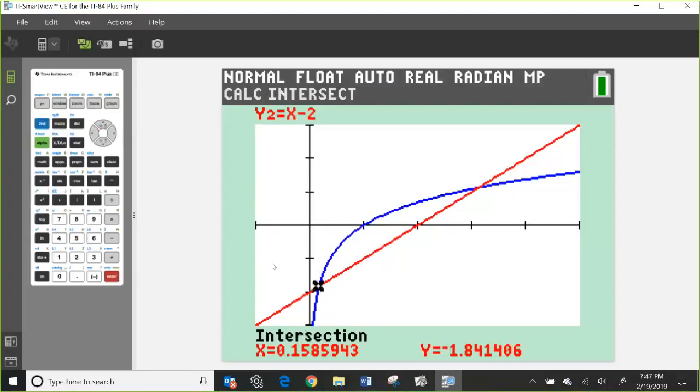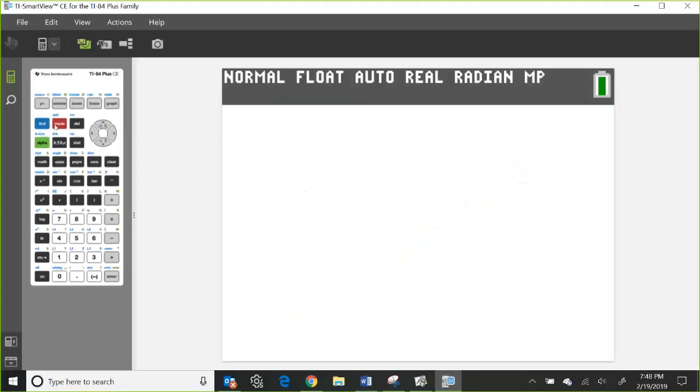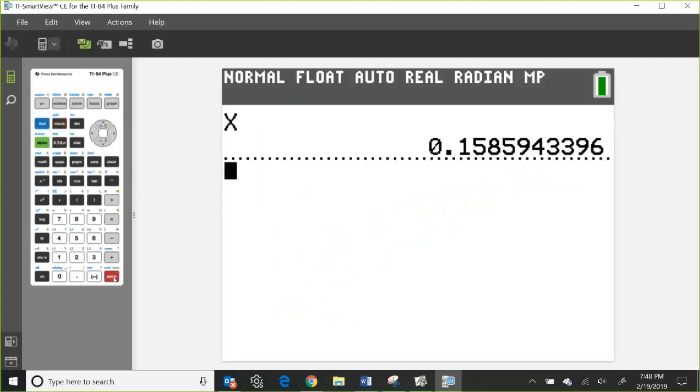And you don't want your students writing them down and rounding off too early. So we're going back to the home screen, second quit, and we're going to take that X, and I tell them just press X and see.